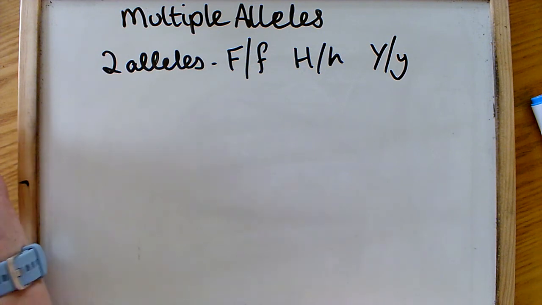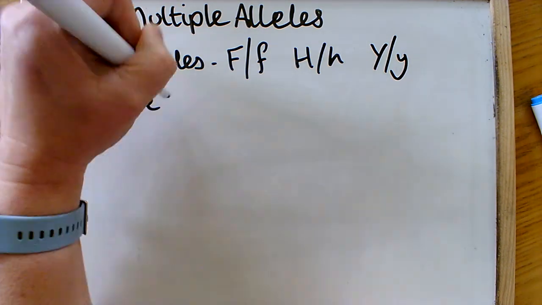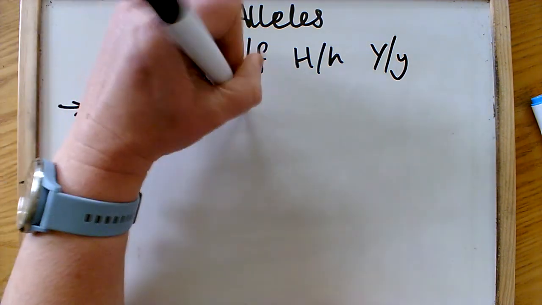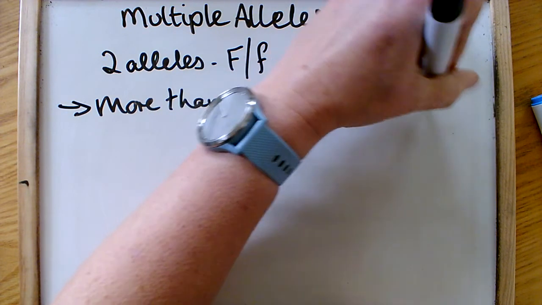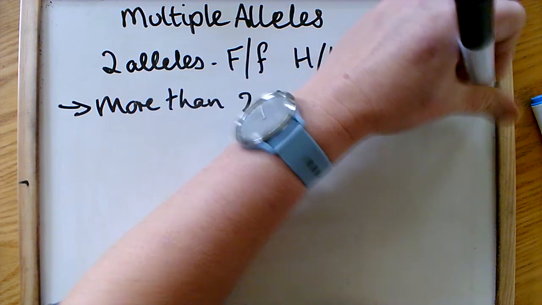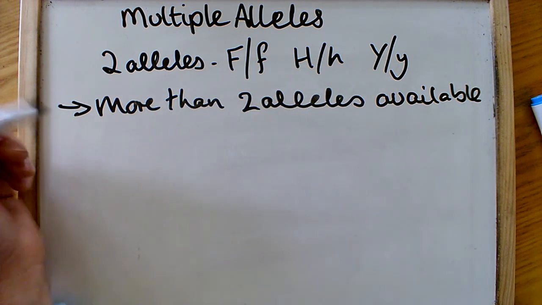However, there are lots and lots of situations that have more than two. Okay, so more than two alleles available. Now that's not to say that you're going to get any more. You've still only got two parents, you're still only going to inherit two alleles, but there are more than two to choose from. There are more than two out there, okay?